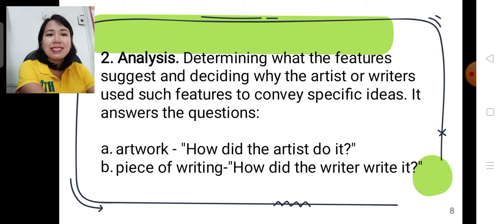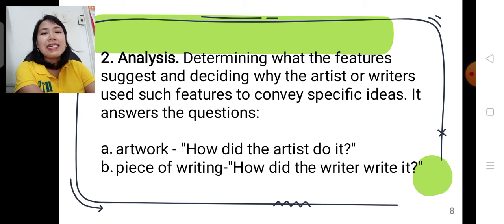Second is the analysis. Determining what the features suggest and deciding why the artist or writers used such features to convey specific ideas. It answers the questions, how did the artist do it? How did the writer write it? So, iyon naman yung sa pag-analysis. Ina-analyze mo paano ginawa, saan ginawa, paano nangyari. So, iyon yung pag-analyze ng features niya.